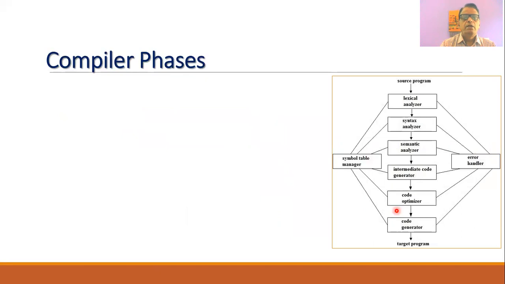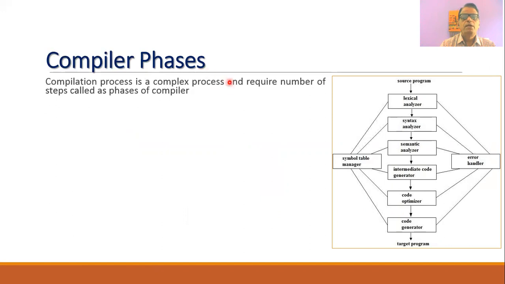Now let us understand the different phases of the compiler. The compilation process is a very complex process and it will require a number of steps. It is not possible to compile the whole program in one step only. The number of steps required in the compilation process are called the compiler phases. As shown in this diagram, there are different phases of the compiler such as lexical analysis, syntax analysis, semantic analysis, intermediate code generation, code optimization, and then code generation.